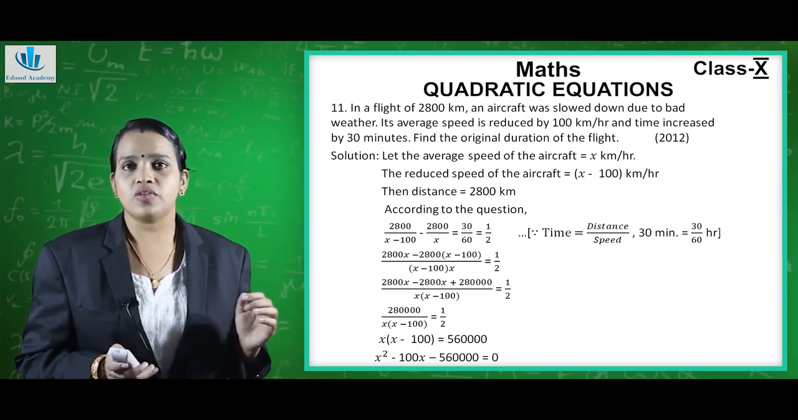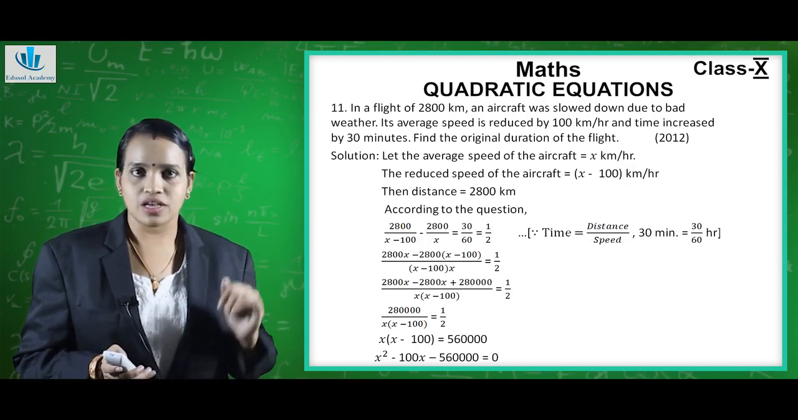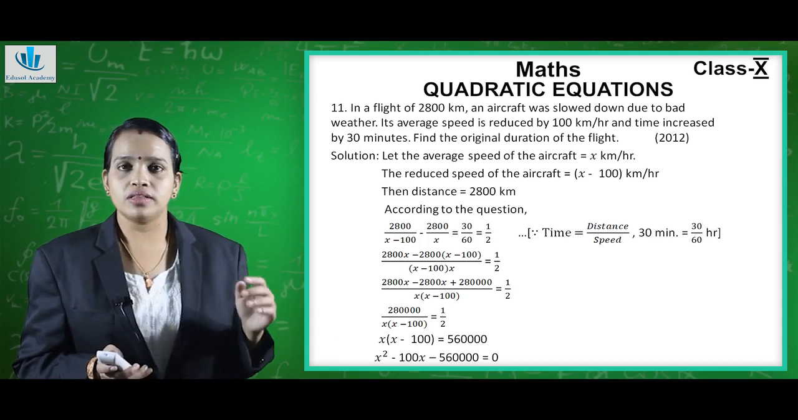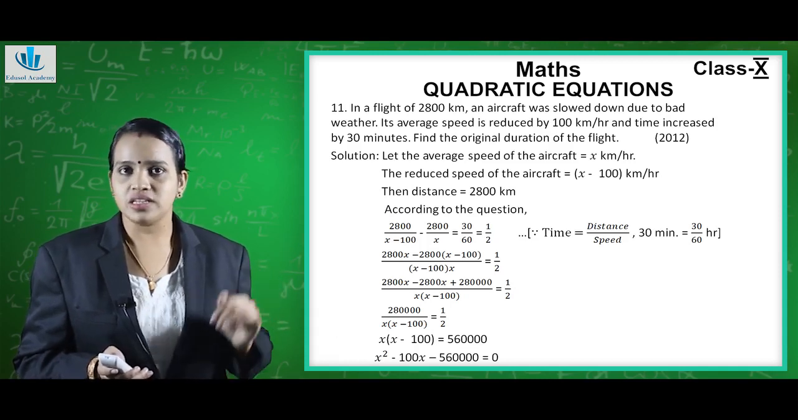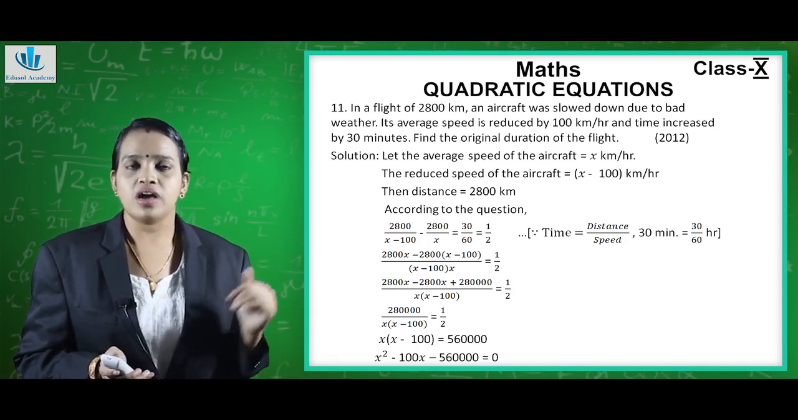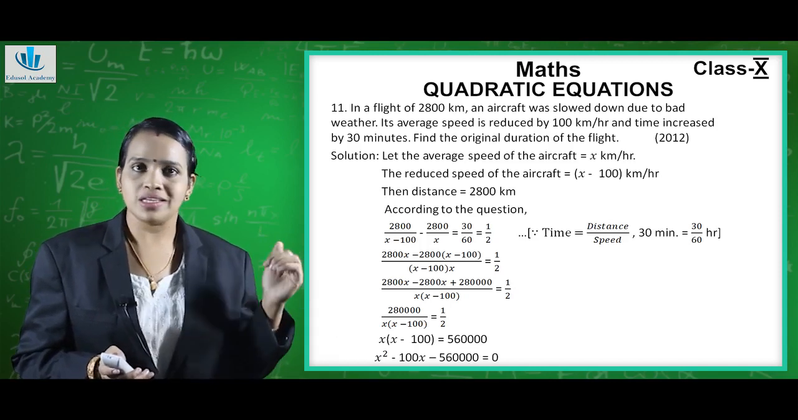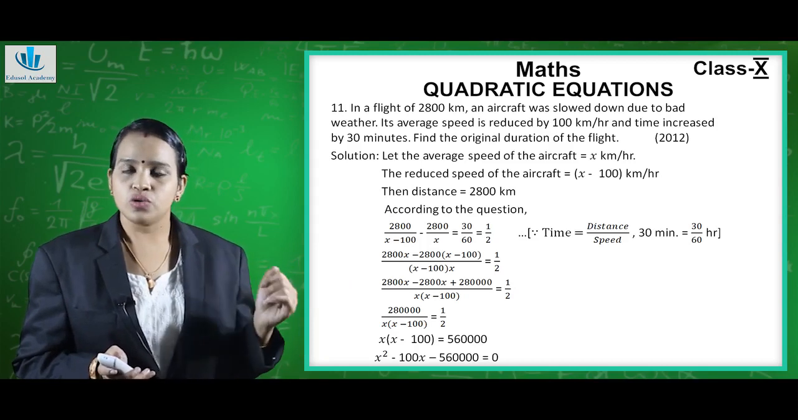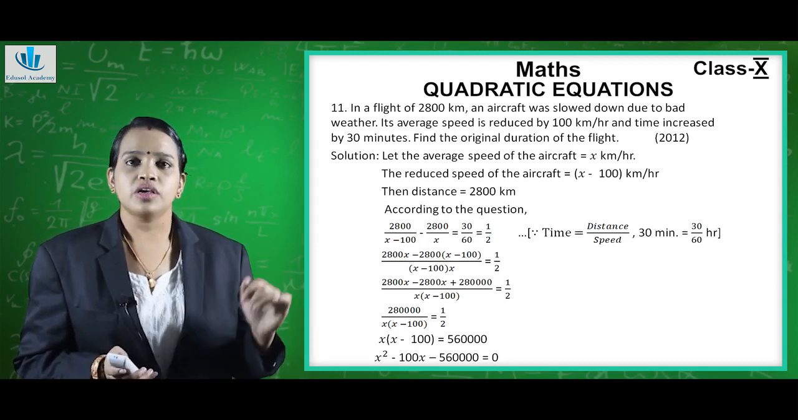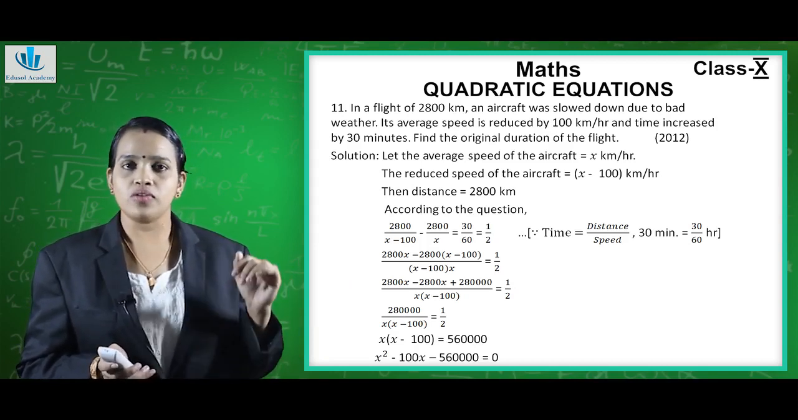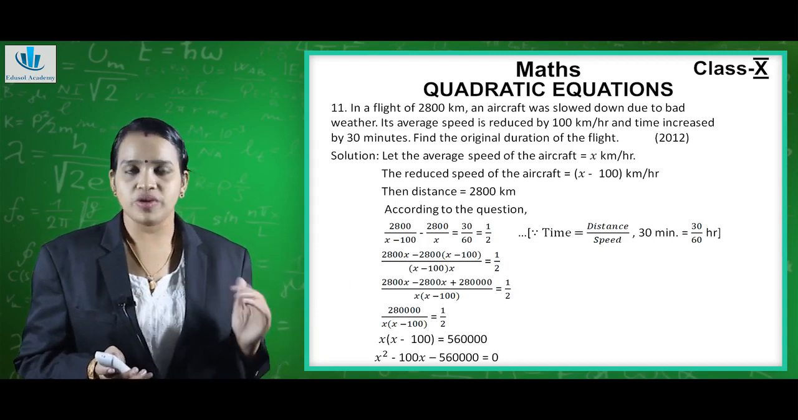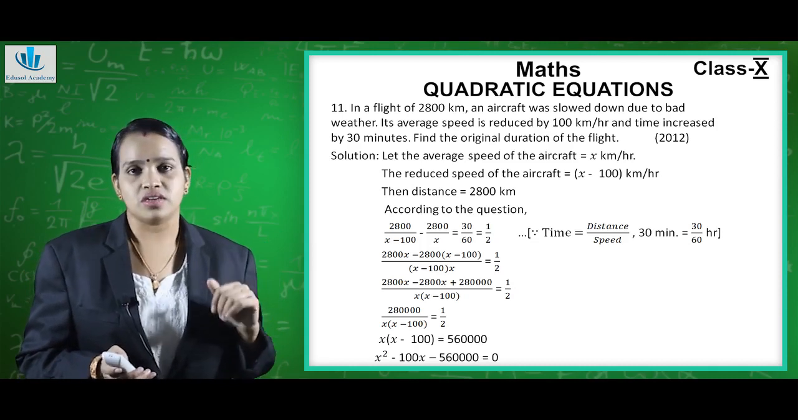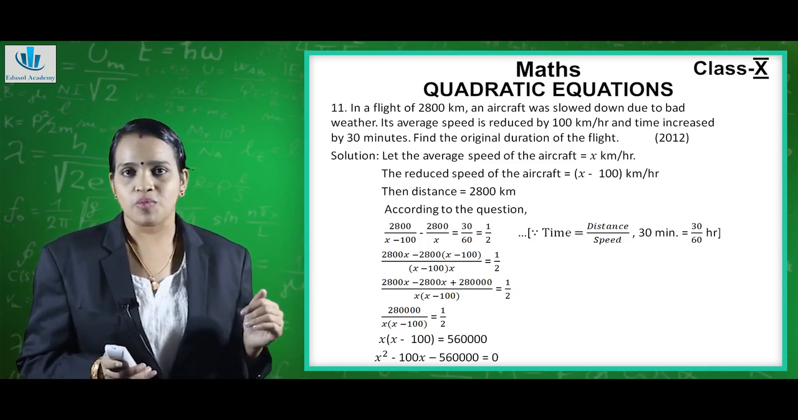Now the average speed of the aircraft, we will take it as x km per hour. Now it is said that due to bad weather, the speed has been decreased by 100 km per hour. So we can take it as x minus 100 km per hour. Now the total distance is what? 2800 km. Here also we can apply the formula of time, that is distance upon speed, and you can write 30 minutes as 30 upon 60 hours. So we are applying this formula over here.